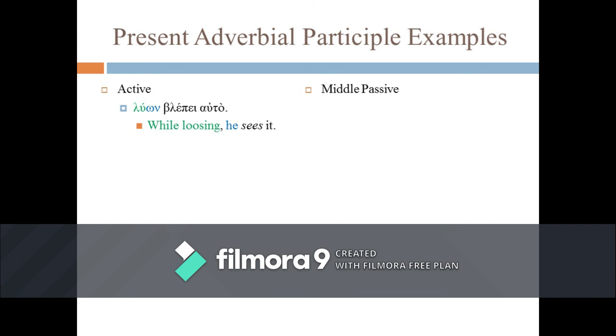Now, this is really important. Luon, we know, is masculine singular. So even though there's nothing in the sentence to tell us what the gender of the actor is, blepei doesn't have gender, the participle ending does. And it tells us this is masculine singular. So we're going to translate as, while loosing, he sees it.